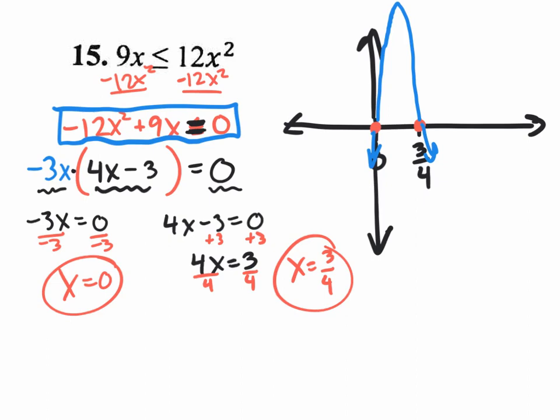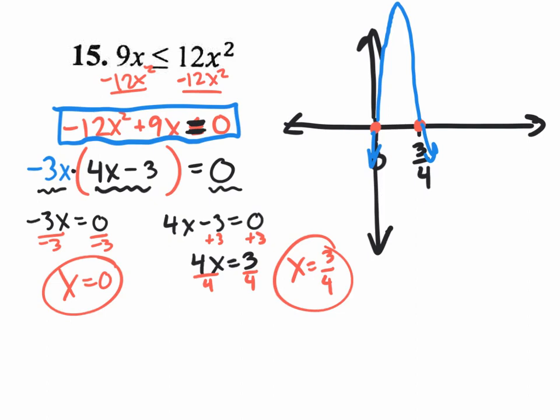So let's test the point. Now this one's different than the rest because on all of them we've been able to test the point 0, 0. And 0, 0 is either on the inside or the outside. This 0, 0 is actually on the parabola itself. So we need to pick a different x value to test.